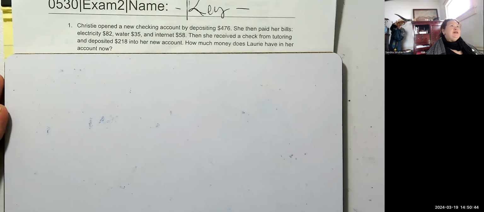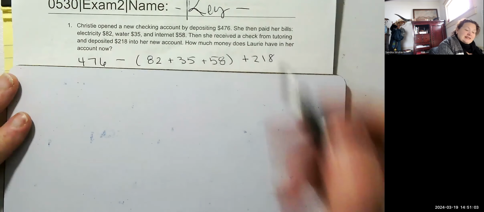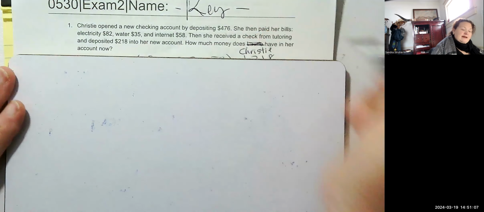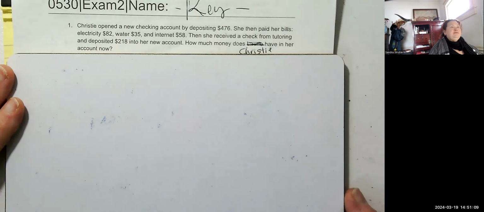So Christy opened a new checking account by depositing $476. She then paid her bills. Electricity is $82, water $35, and internet's $58. Then she received a check from tutoring and deposited $218 into her new account. How much money does Christy have in her account now?